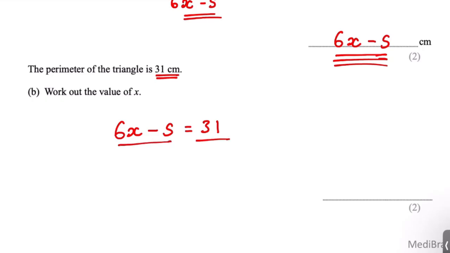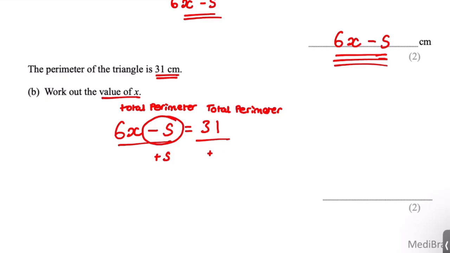This must be the same as this because this is telling you the total perimeter, and this is also telling you the total perimeter. Both of them are telling you the same thing, which means that they must both be equal. Now it says work out the value of x. So when we're working out the value of x, you need to get x by itself. So at the moment, we're subtracting by 5 on this side. So we're going to add 5 to get rid of it because we want to move all the numbers to one side and we want to keep all the letters on one side. So we're going to add 5 to both sides.